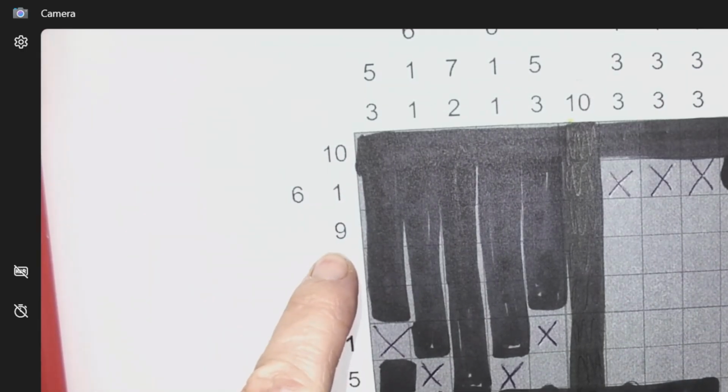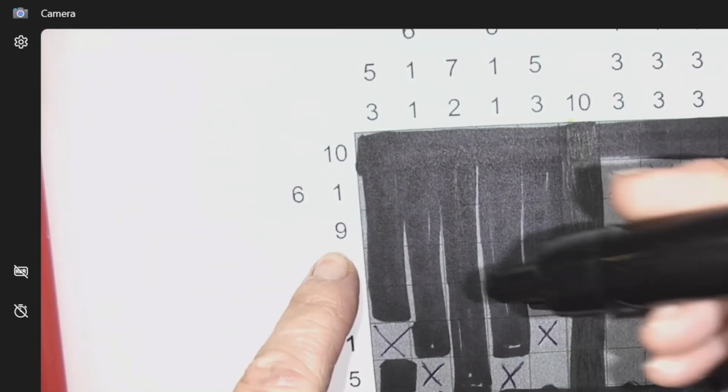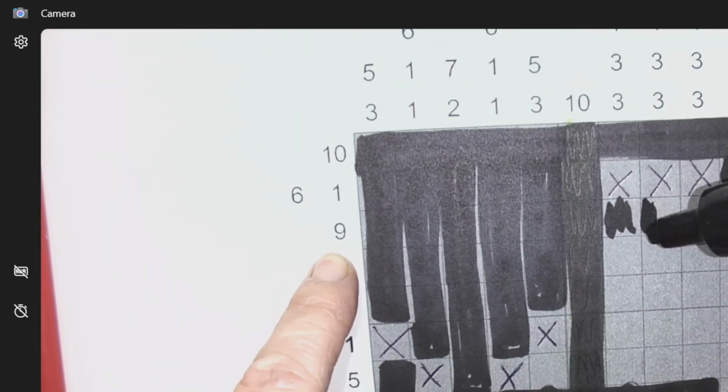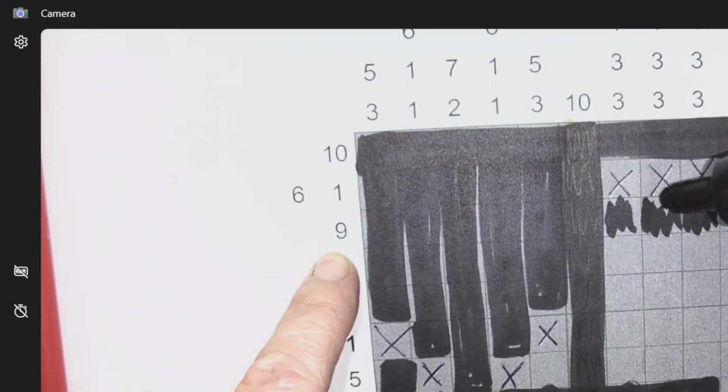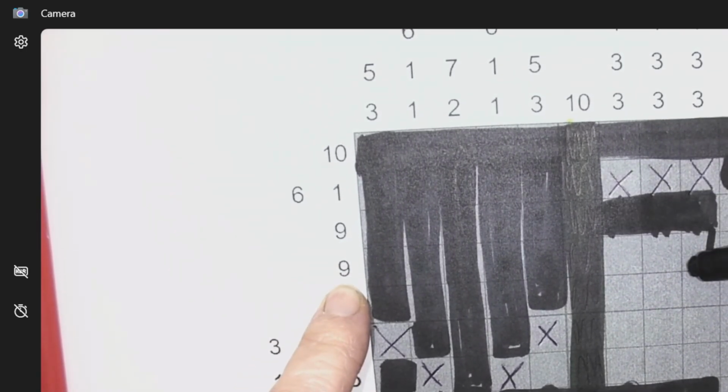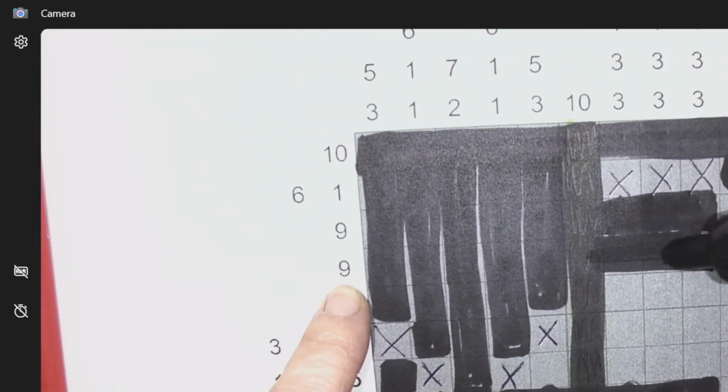This one says to do 9 in a row. So 1, 2, 3, 4, 5, 6, 7, 8, 9. Repeat, 9 in a row. Which means this has to be an X. Same as the other one. Repeat again, 9 in a row.